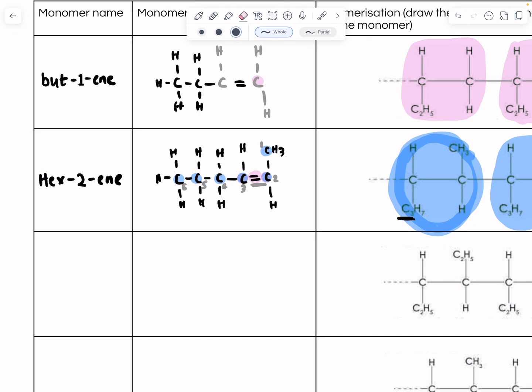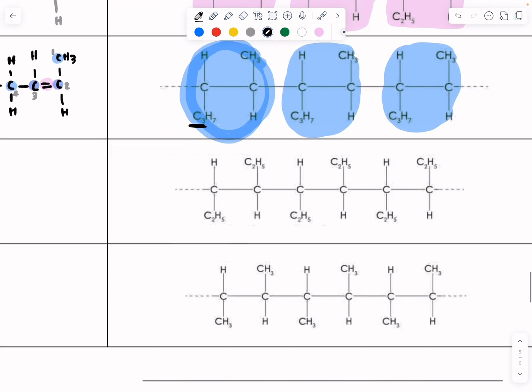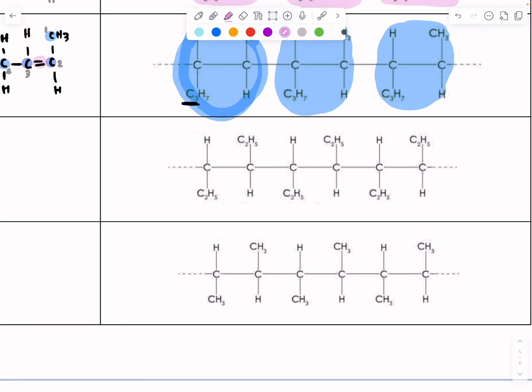Okay, so there we go. That's how it is done. Let me just leave those numbers there for reference. Okay, cool. So that's a hex 2-ene monomer which forms this polymer. Let's try this example here. What we have is, let's see if we can find a repeating unit. We've got one here, and honestly it's going to be different.